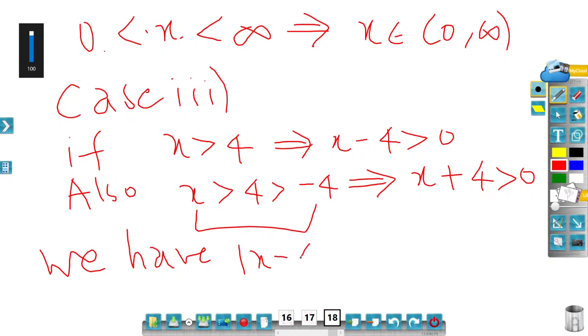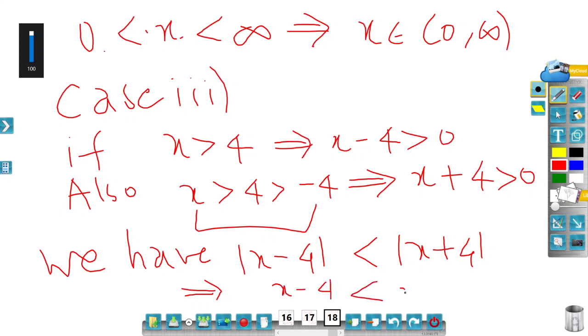So we have mod x minus 4 less than mod x plus 4. That would imply, I could see that mod x minus 4 is x minus 4 only, and x plus 4 will be x plus 4 only. So the x's will get cancelled. I will have minus 4 less than plus 4, which is a true statement. So out of this case, I did not get anything.